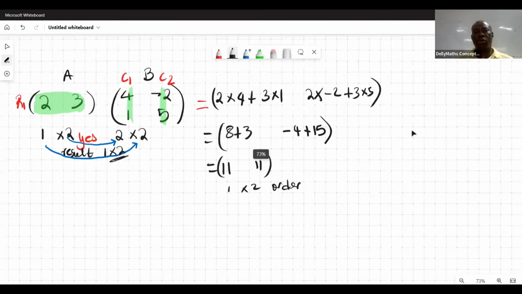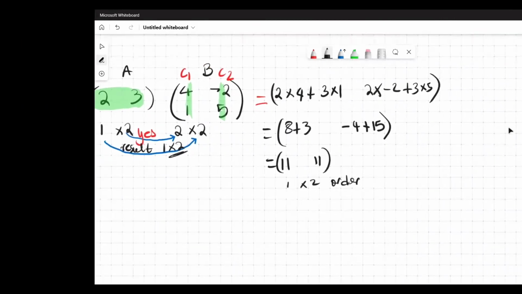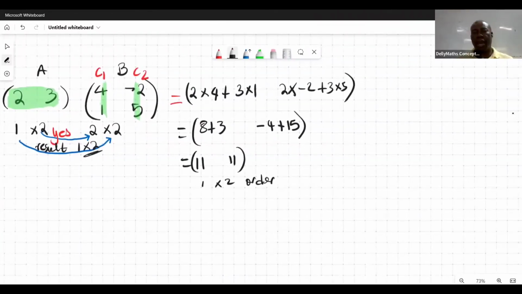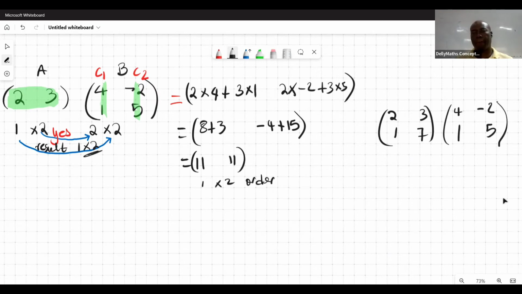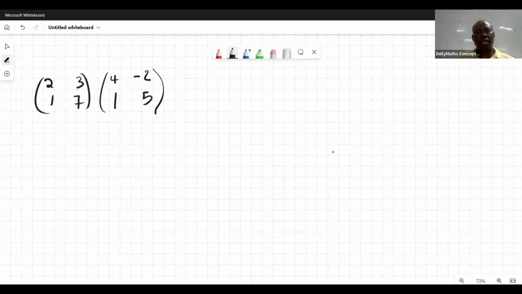Now, let's look at having 2 rows and 2 columns. So let us say we have a 2, 3, and a 1, 7. We're going to multiply this by a 4, 1, negative 2, 5. Now, you could see what we have here is a 2 by 2 matrix that will be used to multiply by a 2 by 2 matrix.